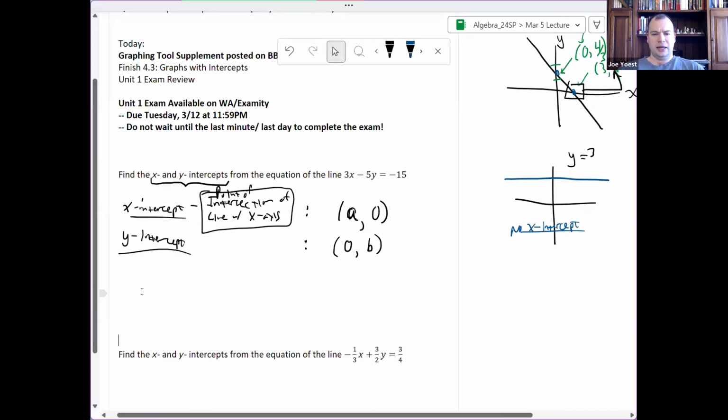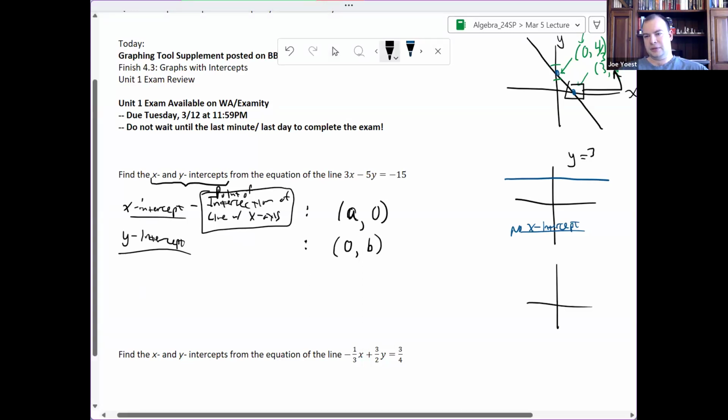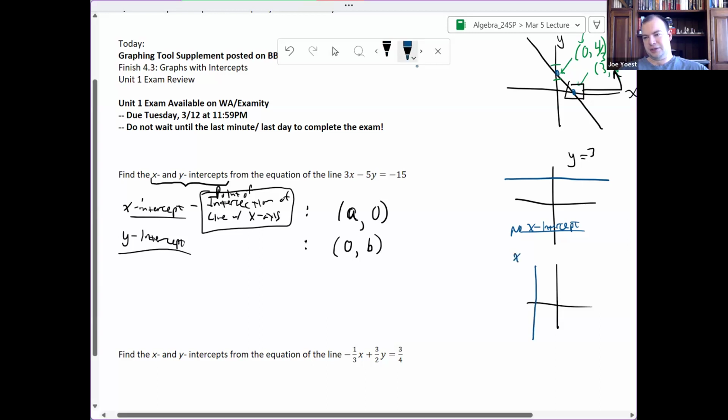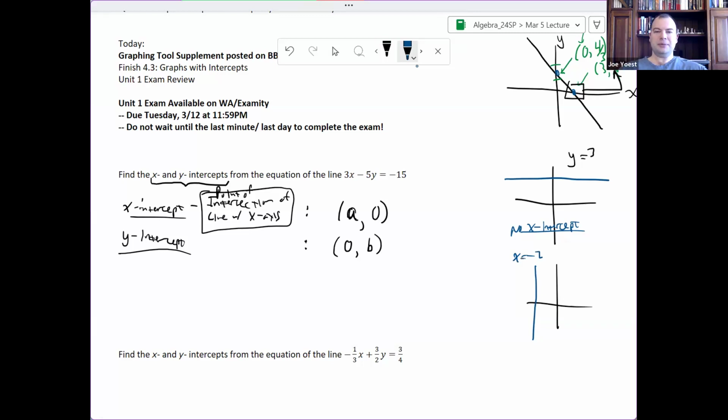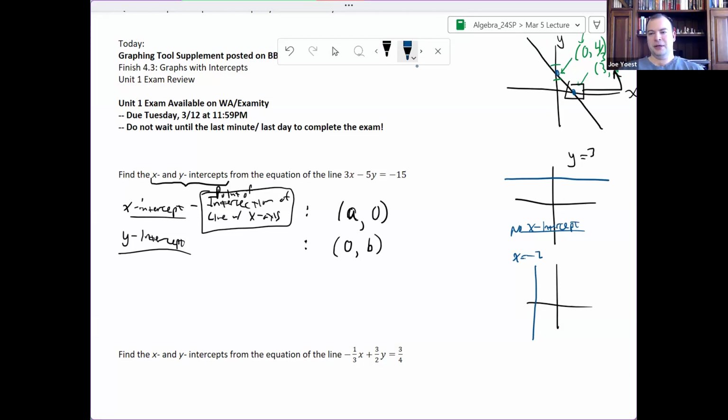So a couple of points here. One is that a vertical line, say like x equals -2, has no y-intercept, but it has an x-intercept. A horizontal line has no x-intercept, but it has a y-intercept. Every line will have at least one intercept. Most lines, in some sense, will have two intercepts.